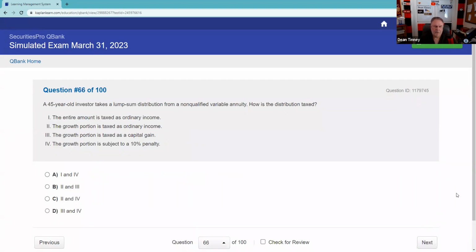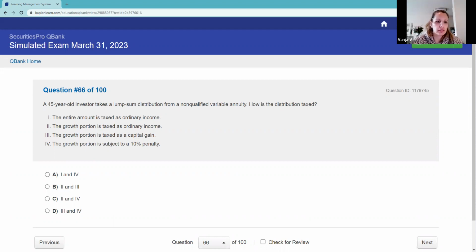A 45-year-old investor takes a lump sum distribution from a non-qualified variable annuity. How is this distribution taxed? The entire amount is taxed as ordinary income. The growth portion is taxed as ordinary income. The growth portion is taxed as capital gains. There's no capital gains. The growth portion is subject to a 10% penalty. Well, it is a 45-year-old, so that's there. The growth portion is subject to a 10% penalty.